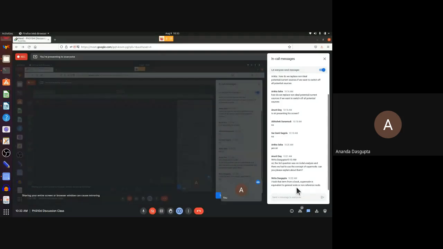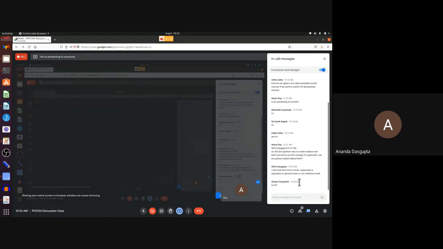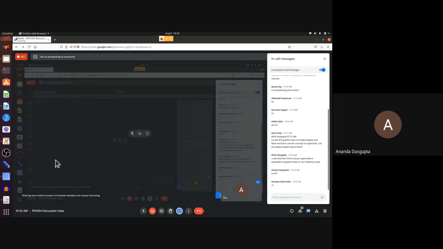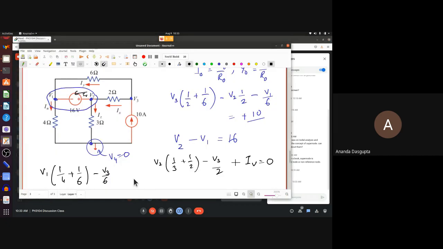One node is equivalent to a general node or non-reference node. Okay, so that's good. Thanks for telling me that. I didn't really know that. Ritu, is that Ritu, right? My eyesight is short a bit. Okay. Thanks for that information. I didn't really know that term.